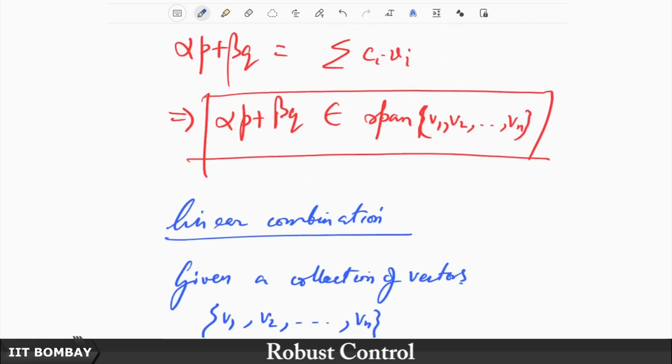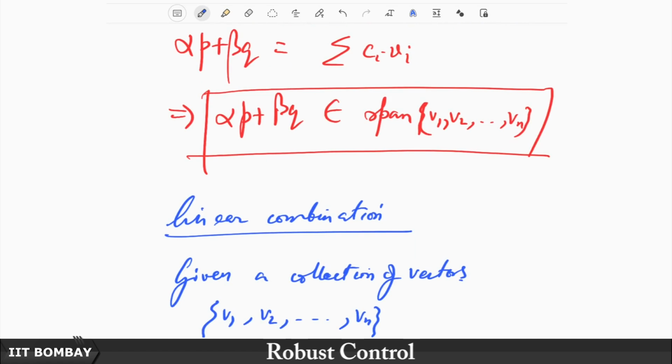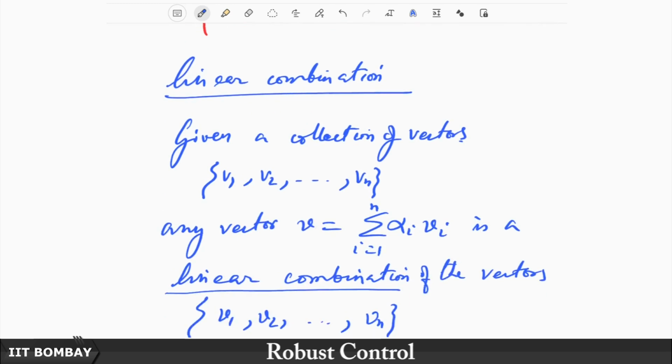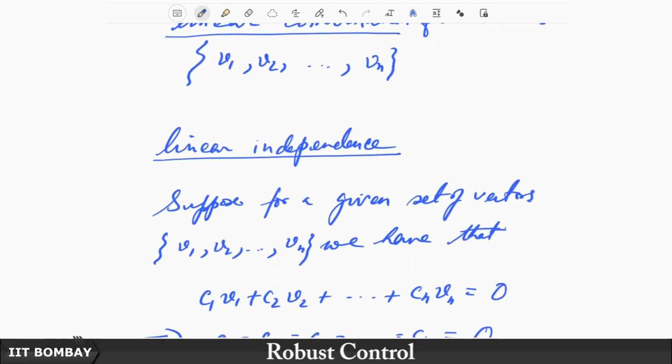The moment we defined the span, what immediately struck us was the way in which every member in that span is represented. It turns out that every member in that span is basically a linear combination of the set of vectors. So, that brought us to the definition of what is a linear combination. Having seen what a linear combination is, a very related notion then hits us straight in the face, which is that of linear independence, right.